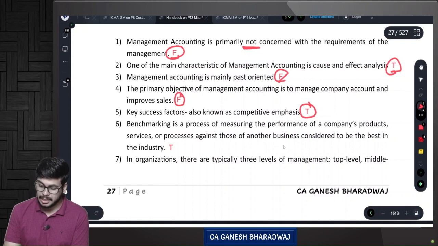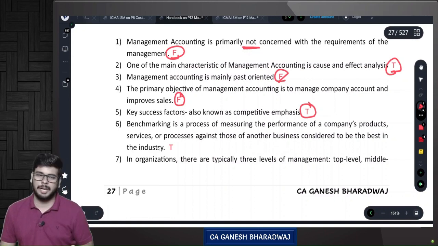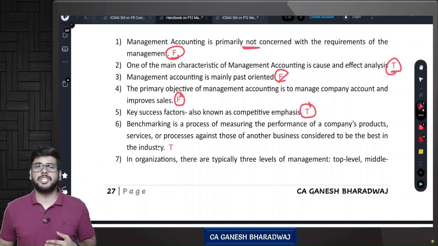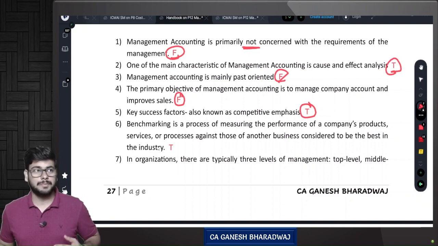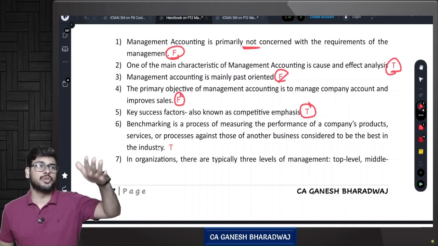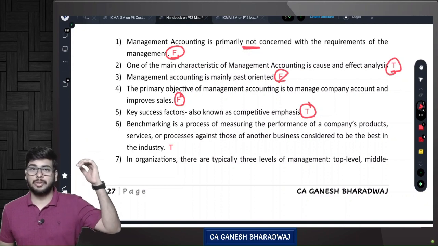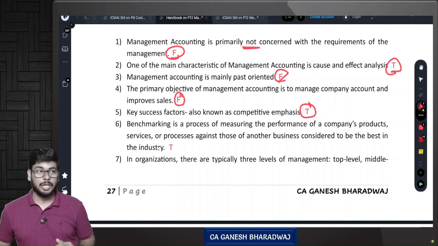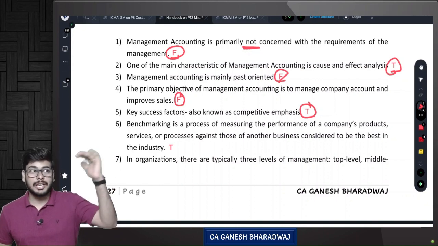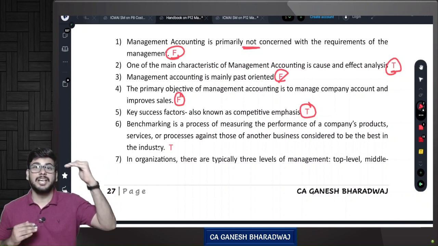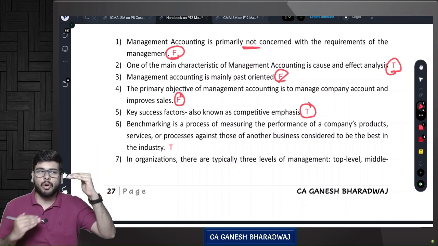Benchmarking is a process of measuring the performance of a company's product or services or processes against those of another business considered to be the best in the industry. Now, this benchmarking, we didn't see it anywhere in this chapter 1, but there is a separate area for benchmarking. We will see it there. What do you mean by benchmarking? Suppose there is one student who studies really well, scores high marks. What will our parents do? They will say, you should also study like that student. They will benchmark that student. They will say, you should be like him.